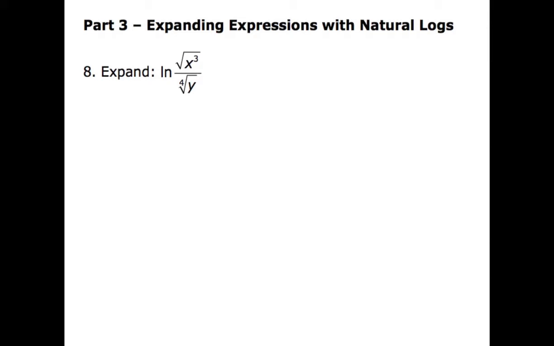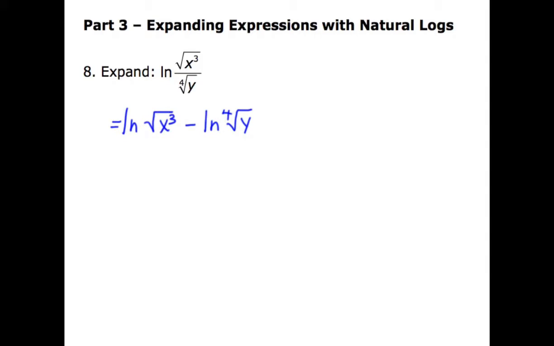Hey there, this is Mathcamp321, and we're still talking about different operations that we can perform with natural logs. In number 8, we're asked to expand the natural log of the square root of x cubed over the fourth root of y. To start, I'm going to perceive the argument as a quotient and implement the quotient rule.